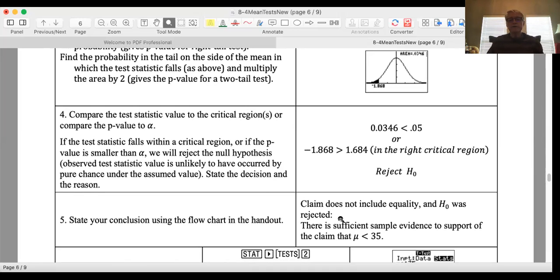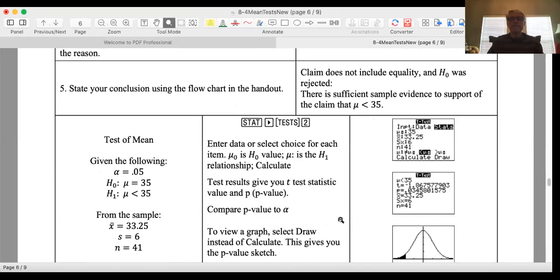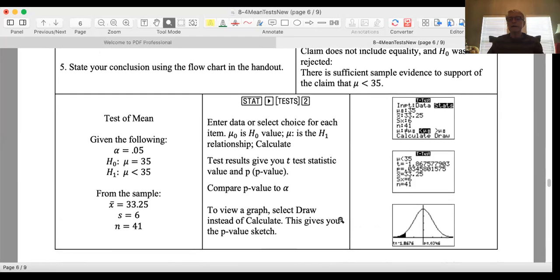And then we state our conclusion using the flow chart in step 5 from the formulas and tables handout. And finally, we'll go in and run the hypothesis test of the mean using this information. Remember that is stat, right arrow to tests, and hit number 2. So let's go ahead and run the test. We need to know what the sample information is. We need to know what the null hypothesis value is. And we need to know what the relationship is in H1.